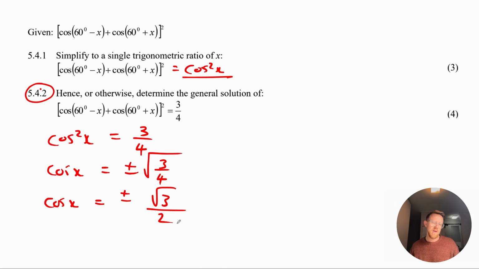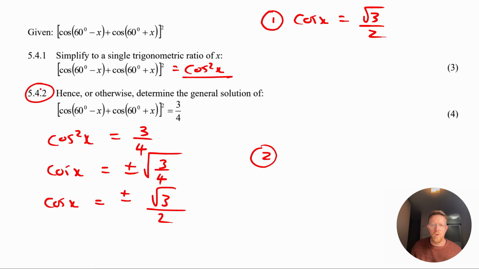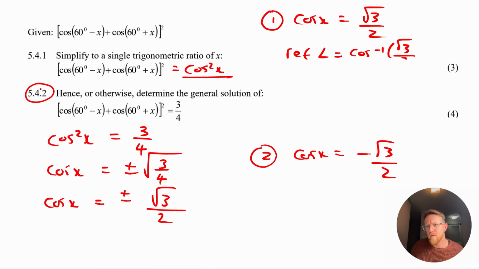Okay, so now we just have an easy general solution type of question. So for the first part, we've got cos x equals square root 3 over 2. And then down here, we will do cos x equals the negative square root 3 over 2. The way that you do this now is you get your reference angle. Sorry guys, I've been recording for quite a while today. So the reference angle you get by just saying shift cos square root 3 over 2, and that gives us 30 degrees. Of course, I should have remembered that.